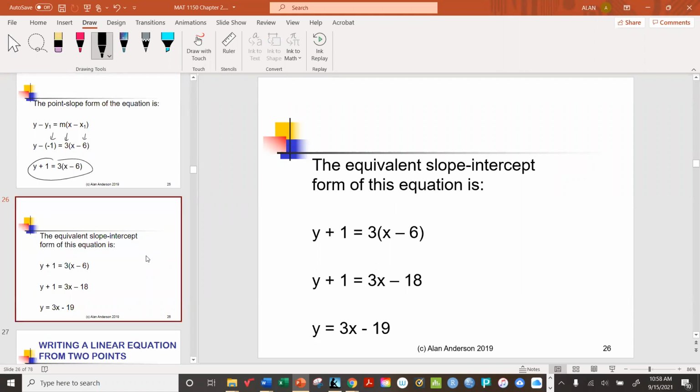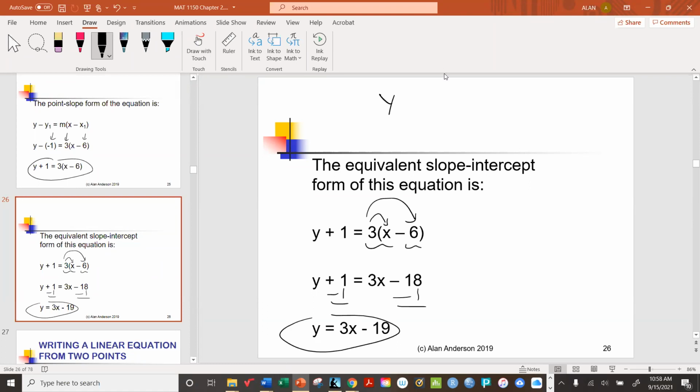The trickiest part would be evaluating this. 3x is first. Then we have minus 18. Subtract that 1 from both sides. And this is your result. So these both mean the same thing. But I think you'll agree that this is the one that makes it easiest intuitively to understand.